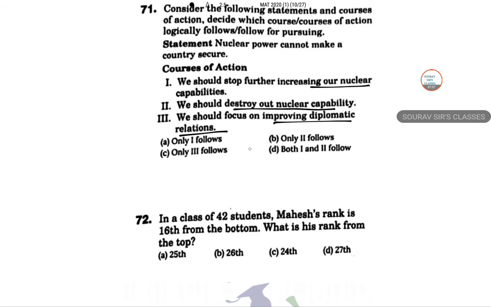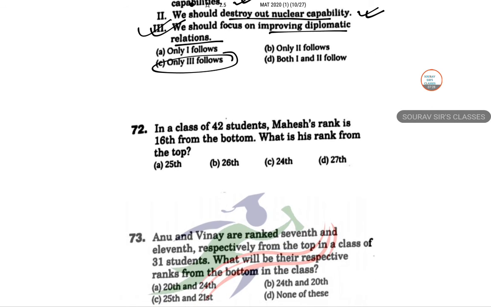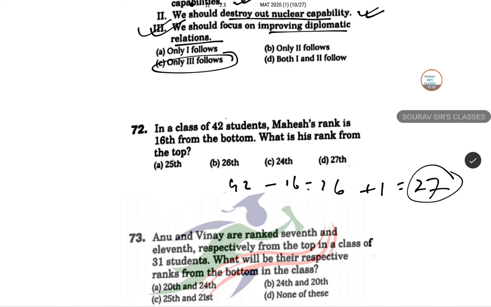See, action 1 is not a good action because nuclear power can be used in power generation and other stuff. So this is not acceptable. Destroying the nuclear capability raises another problem of where you do it, and this also creates a specific issue here. So we should focus on improving diplomatic relationships. So this is the only true one. So only 3 follows. In a class of 42 students, Mahek's rank was 16 from the bottom. What is the rank from the top? So 42 minus 16, 26. Rank from the top will be plus 1, 27 from the top.